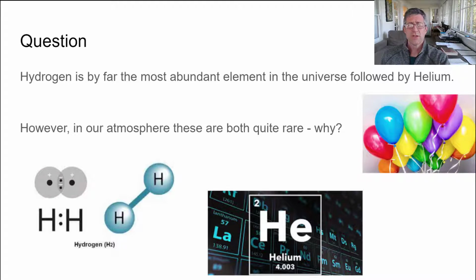So one of the things that I think is an interesting question is that if you look across the universe, by far the most abundant element is hydrogen, and the next most abundant one is helium. So across the universe, 99% of all elements in the universe are hydrogen. However, if you look in our atmosphere, we don't have a lot of hydrogen gas floating around by itself. And why is that? We don't find a lot of helium floating around by itself either. Why is that?